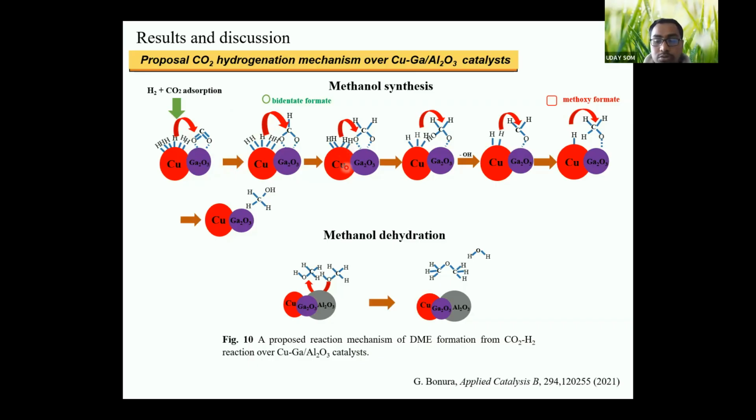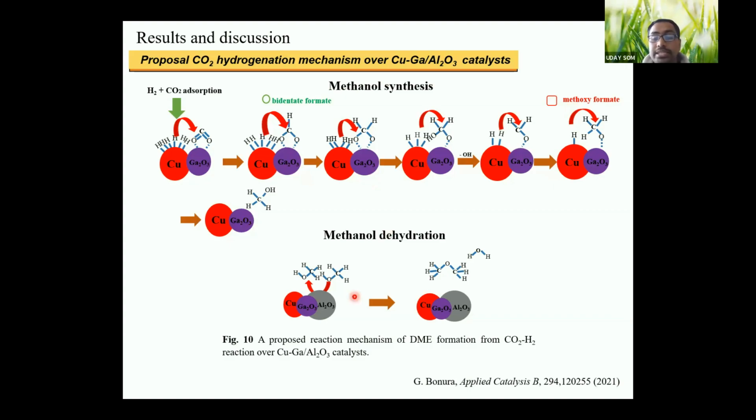From CH3O2, it is transformed to formaldehyde. So the hydrogenation of the formaldehyde yields methoxy. In the final step, the methoxy is hydrogenated to the methanol. So after that, the next reaction is the methanol dehydration.